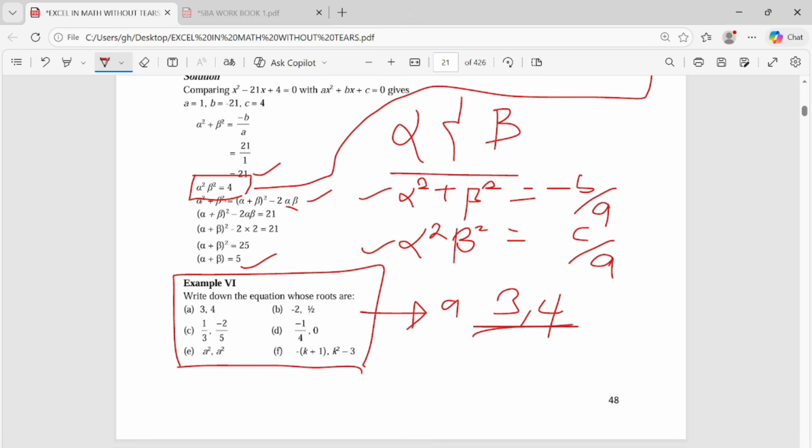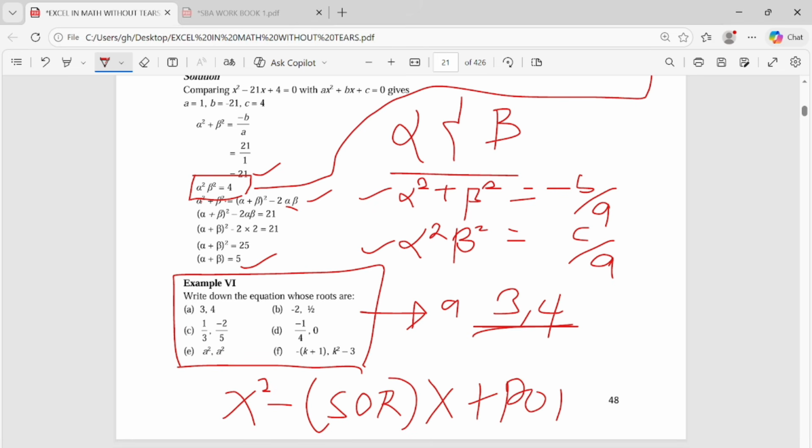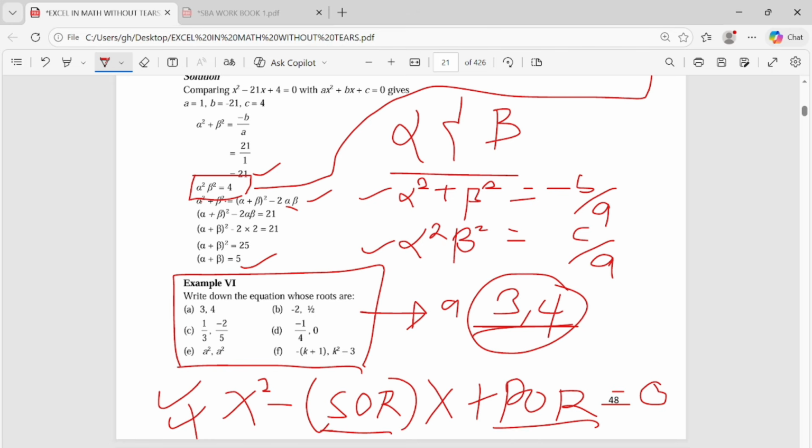You should always recall that any quadratic equation is in the form of x squared minus sum of roots times x plus product of roots equals 0. This is the general expression for any quadratic equation. Your only work here is to know this expression, and then substitute in the sum of roots and the product of roots. If these are your roots, how do you get the sum? By adding these roots: 3 plus 4 gives 7. And then the product: you multiply 3 times 4, you get 12.